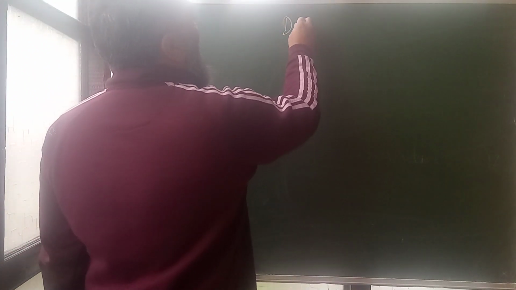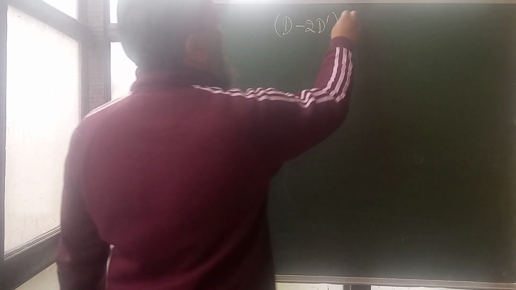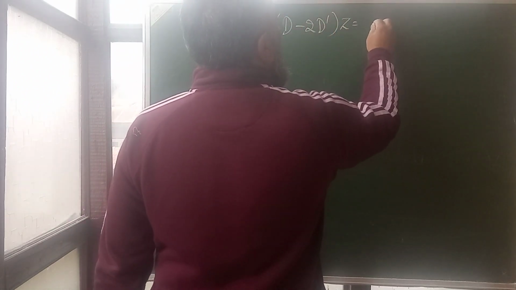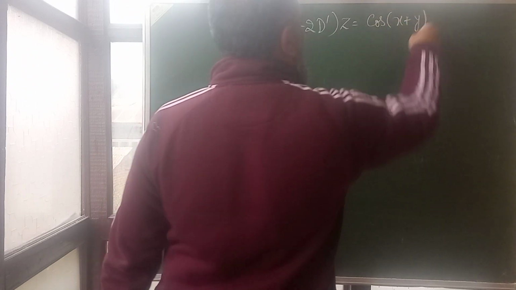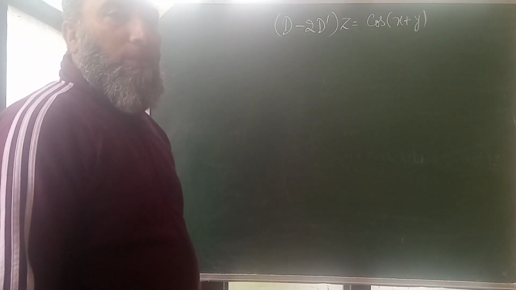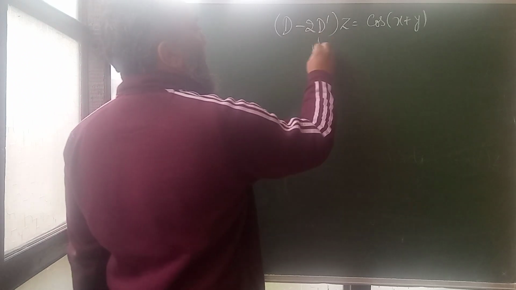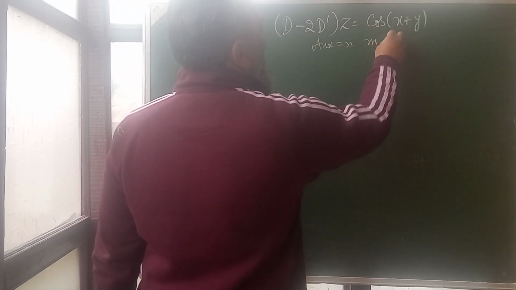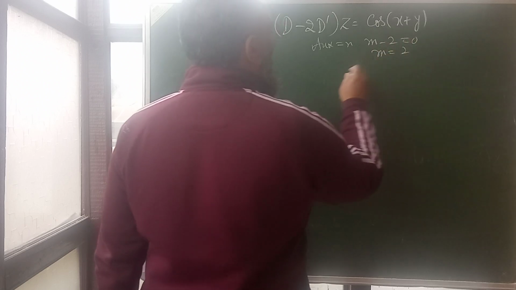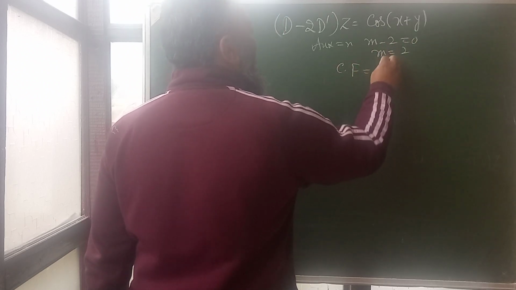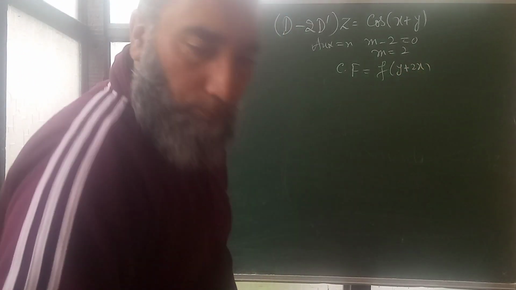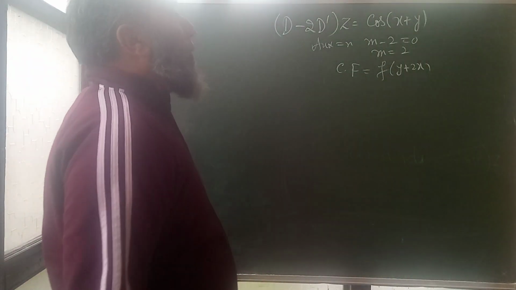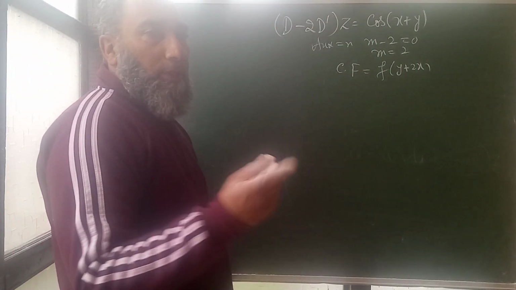Say I have a very simple question. D minus 2D dash operating on z equals cos of x plus y. The right hand side is a function of x and y. Now, the auxiliary equation is m minus 2 equals 0. So m is equal to 2. So the complementary function is a function of y plus 2x. Function of y plus 2x. Okay. y plus mx, m is 2.